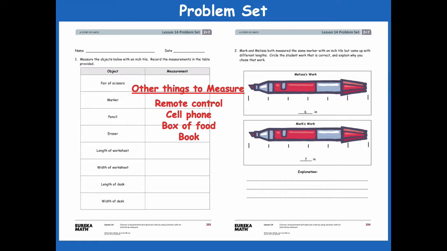But remember, you're getting one tile. If you don't have a tile, you can get a quarter or maybe that 3-part Lego block, okay? And you're moving that object. You're using iteration with that one object to measure how many there are, okay?